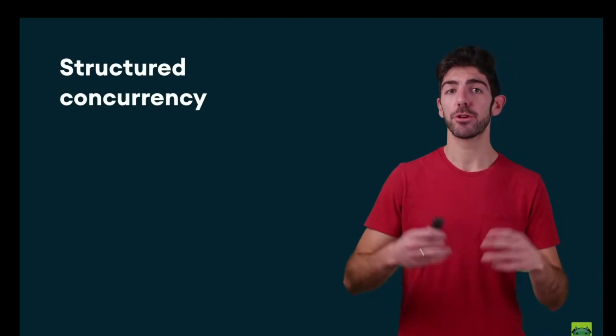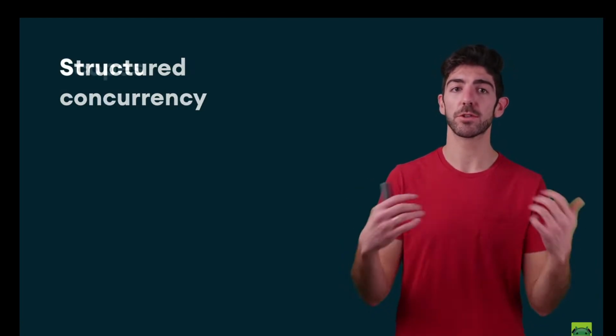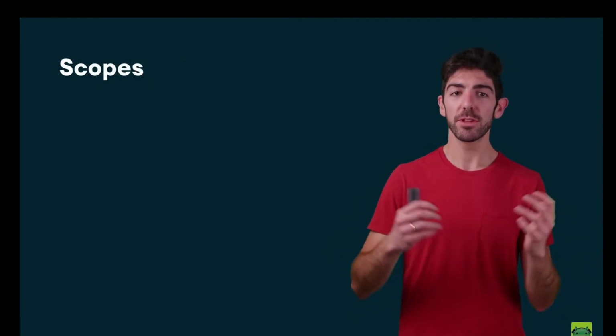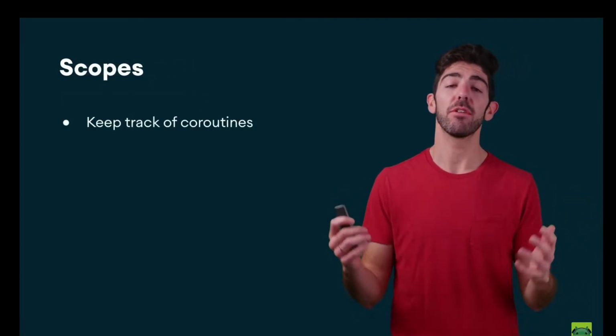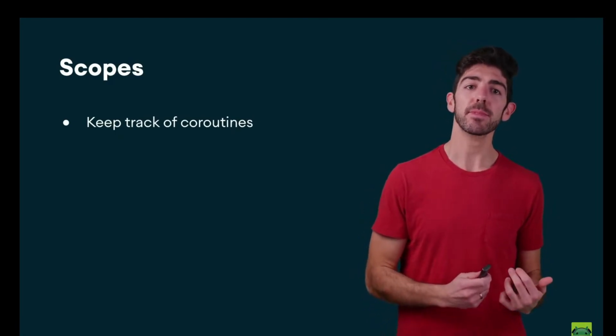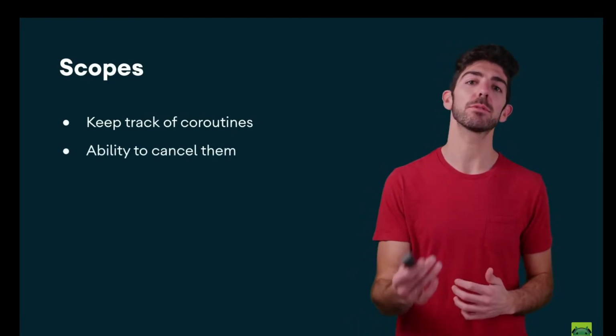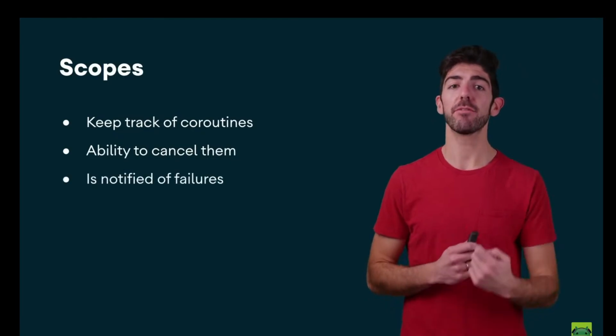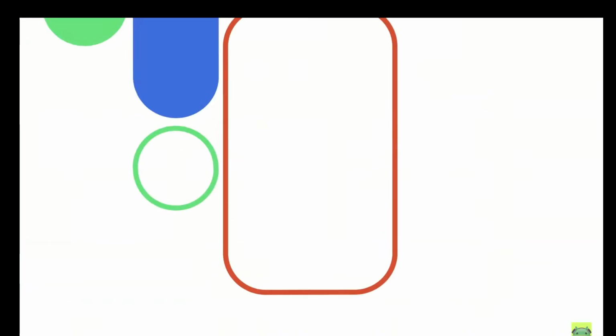And it does it by introducing this new concept. This is a scope, a coroutine scope. Coroutine scope is going to keep track of the coroutines it creates. It's going to give you the ability to cancel them, and it's going to be notified whenever a failure happens.